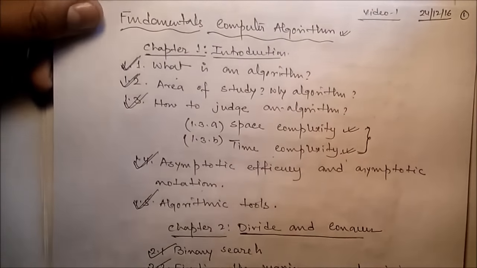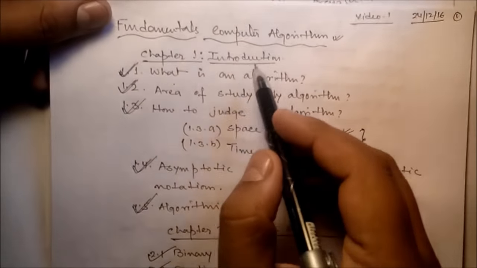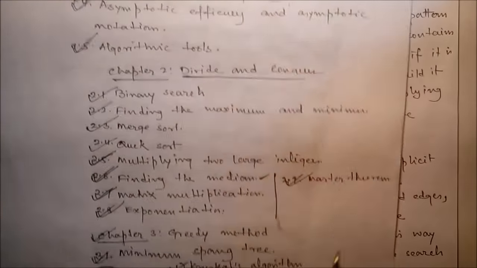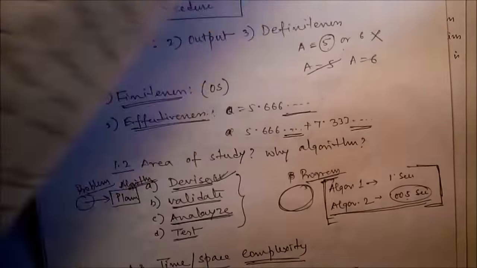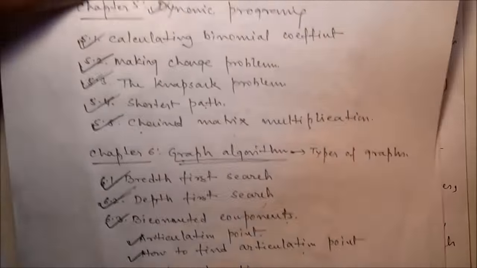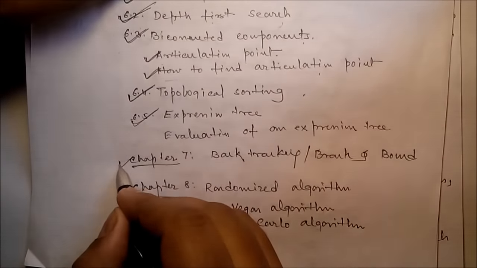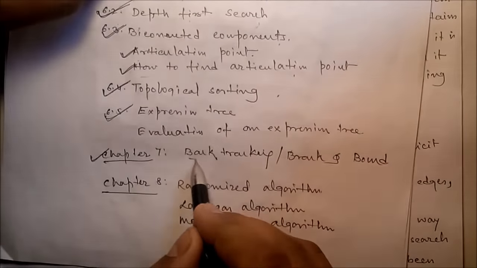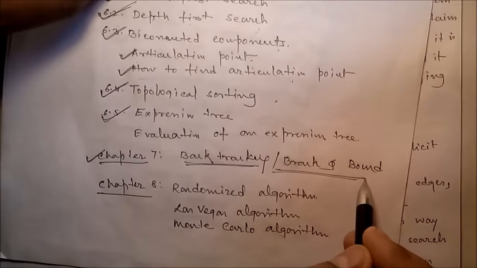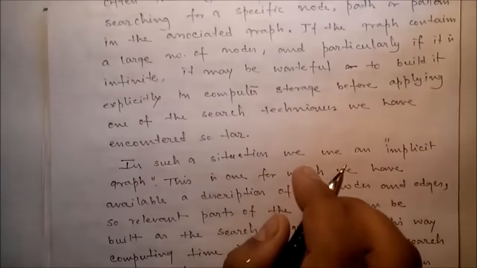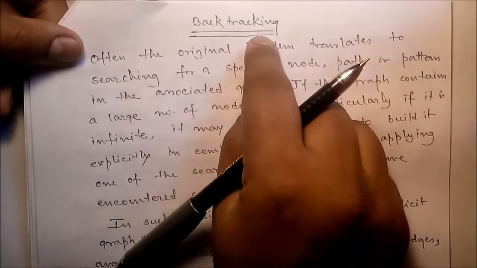Hello friends. Now we have completed the introduction part, divide and conquer strategy, greedy method, dynamic programming, and graph algorithms. Now we'll talk about chapter 7, backtracking and branch and bound algorithm. Okay. Now what is backtracking?